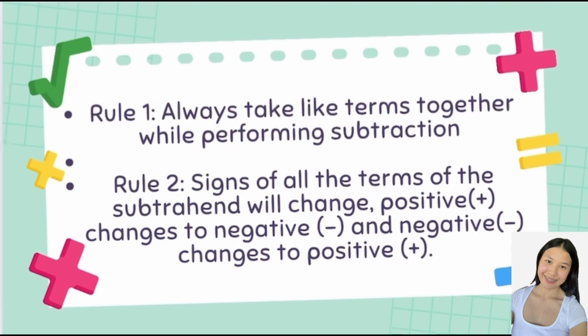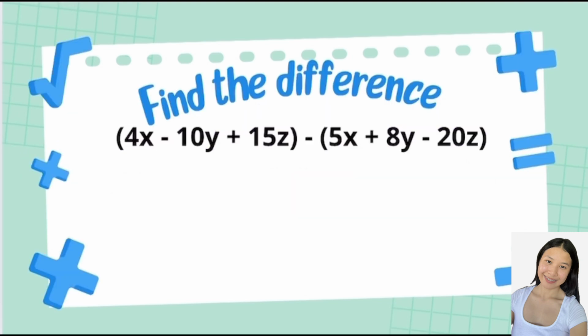Rule number 1. Always take like terms together while performing subtraction. Rule number 2. Signs of all the terms of the subtrahend will change. Positive changes to negative and negative changes to positive. For example, find the difference of 4x minus 10y plus 15z minus 5x plus 8y minus 20z.